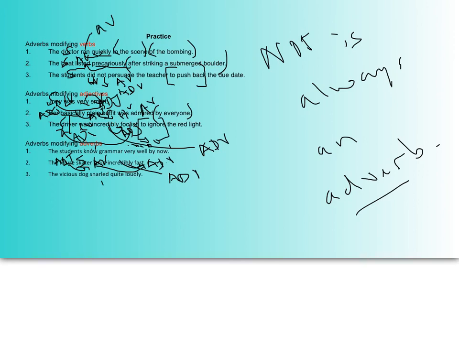And then finally, the dog, subject, snarled. Here's an action verb. Snarled loudly. How loudly? Quite loudly. So we've got two adverbs. One adverb is modifying snarled. The other adverb is modifying the first adverb. Vicious is working as an adjective.